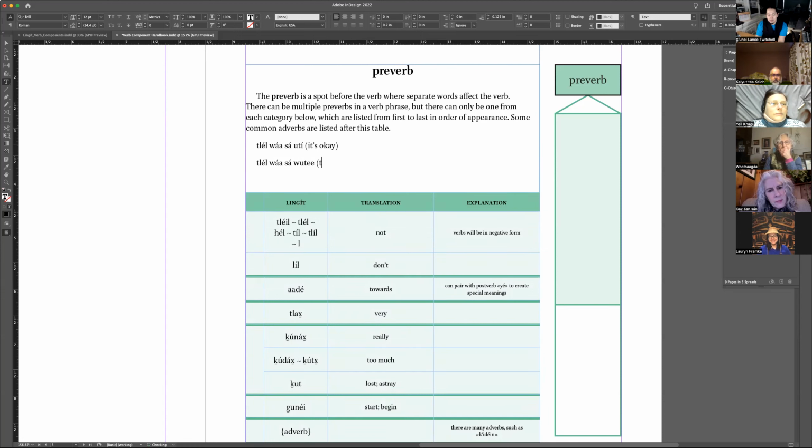uti. It was okay. And then you could say sa gukwati. I gotta put the underline on here.